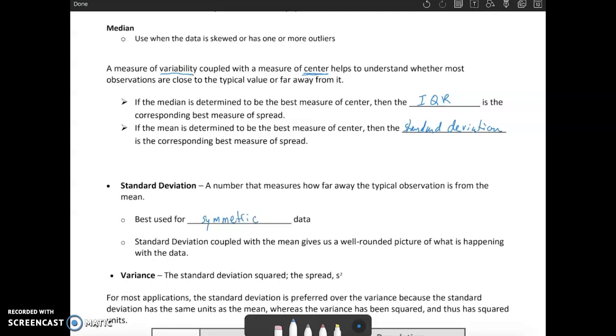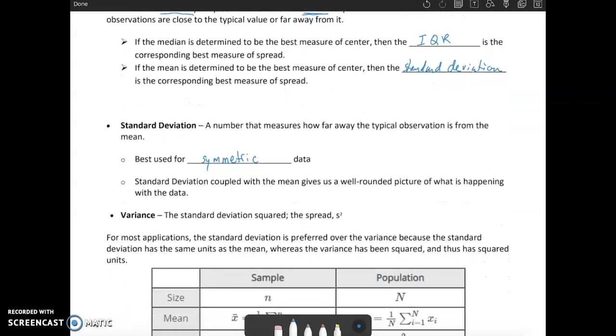And when you couple that standard deviation with the mean, it gives you a well-rounded picture of what's happening with your data. It doesn't really help to give the center of your data, the typical value, if we don't also talk about how far the other values are from that. Are they very spread out or are they not very spread out?